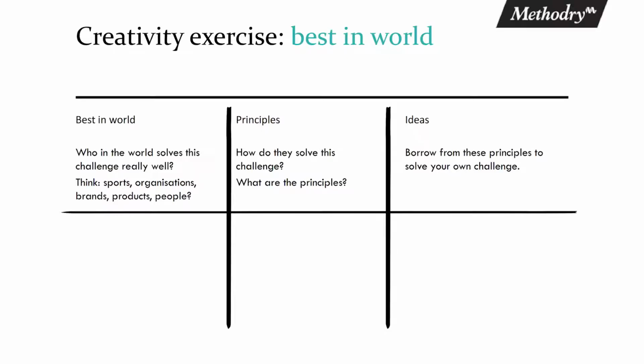If we take best in world to begin with, the question we're asking ourselves is who else in the world solves this challenge really well? You can think about sports teams or other organizations or brands or products or people. Then you want to move from who that group or that person is to the principles that they employ. How do they solve this challenge? What are the principles that they use? And then we move into ideas. Can you borrow from those principles to solve your own challenge?